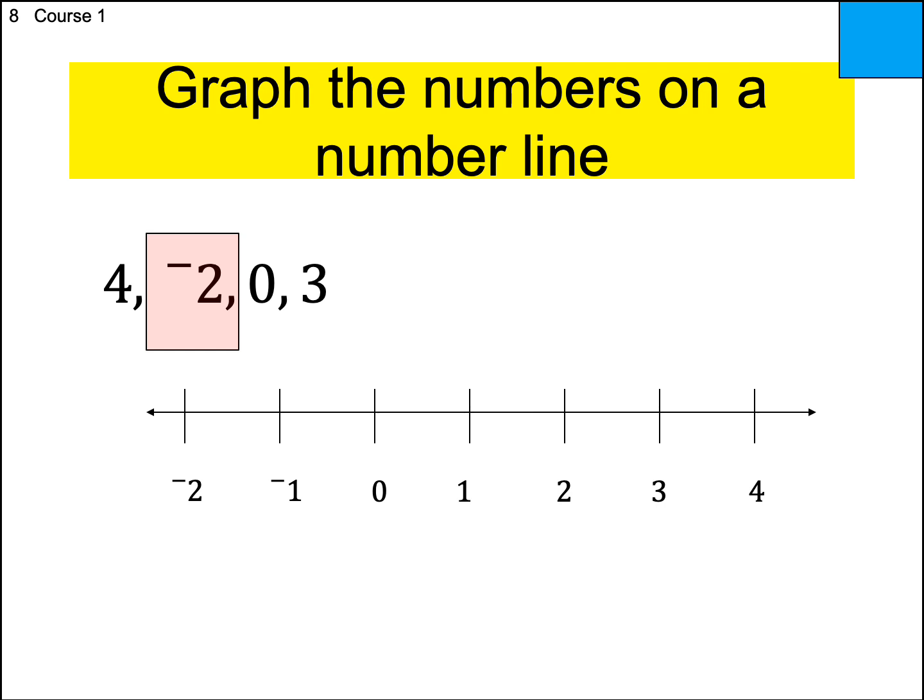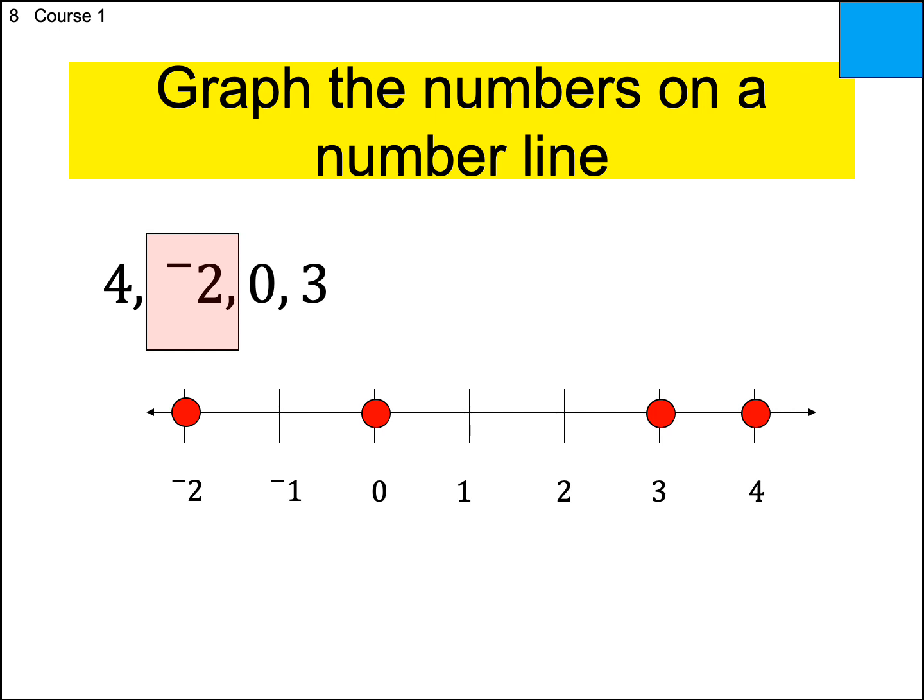Well, the largest number in our number set is 4, so I know I can stop. Okay. Well, it says graph the numbers, so how do you graph the numbers? You put a dot on the number line next to the 4 numbers. Well, the first number was negative 2. The next biggest one was 0. The next biggest one was 3, and then 4.